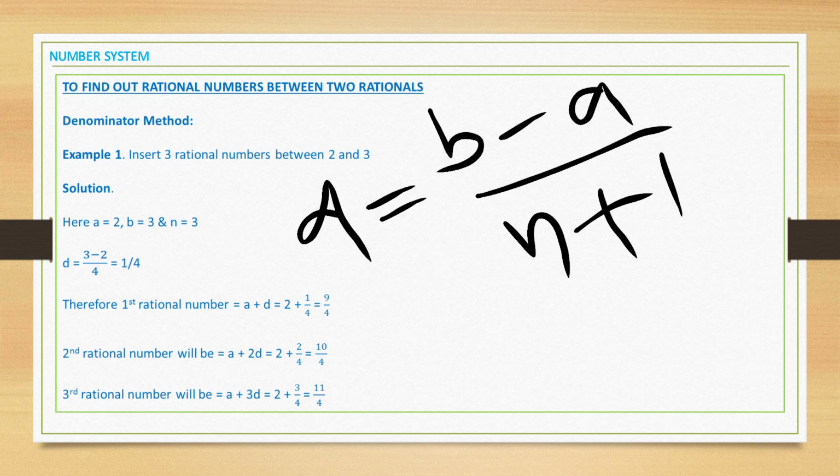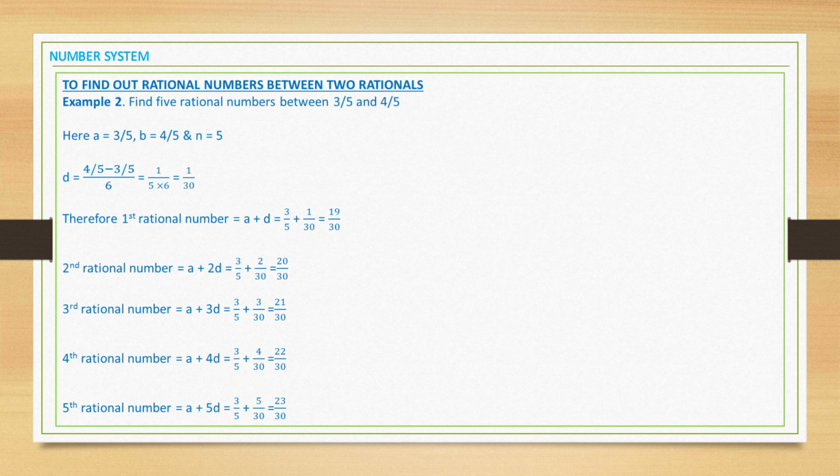We have to multiply 4 into 2, then add with what? Numerator. That means we have to convert the mixed fraction to the improper fraction. Like that method, you have to use it here. Likewise second one, then third one. So you can find out the rational numbers between two given rationals or any natural numbers using this denominator method. Use this method to find out the few more questions which are given in the exercise.